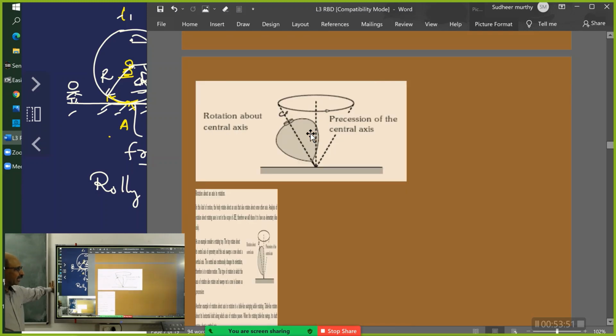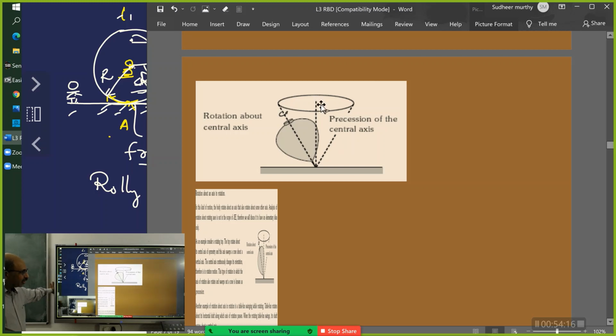This is a typical case of rotation. So now you see here, this is a top which is spinning. You can see a top is spinning here. All of you can see? So this dotted line is the axis of the top. The particles of the top are rotating about this axis.